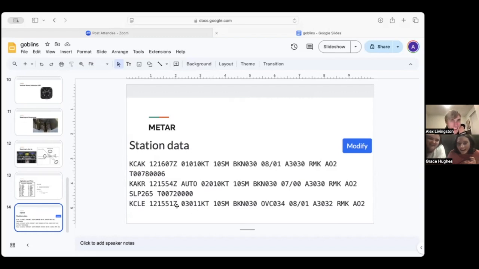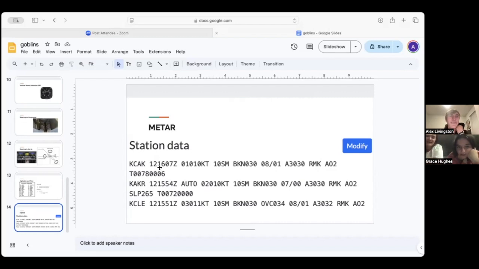What do you think CLE is? Cleveland. Yes. These are two local airports here. This is Akron Canton, and this is Akron Fulton. They're two airports close to me, and this is Cleveland. Is this flight data? This is weather data. This is all the weather you need to know. These are from today at 16:07 Zulu. Okay, that's the time.